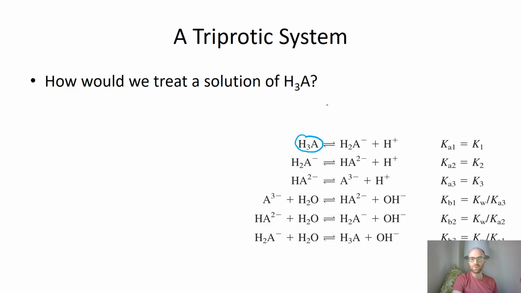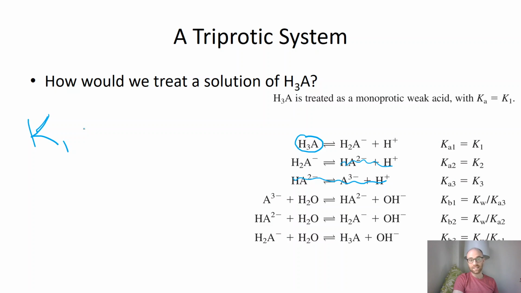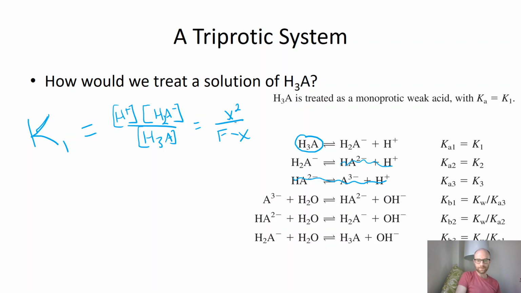So for our approximations, we're going to say that not much H2A is formed, but furthermore, even less HA2 minus is formed, and then even less A3 minus is formed. So this basically collapses down into a monoprotic system. And so in that monoprotic system, we learn that Ka, in this case K1, is equal to H plus times H2A minus over H3A. Or if you plug in x equals H plus and go through the systematic treatment, you get x squared over F minus x.